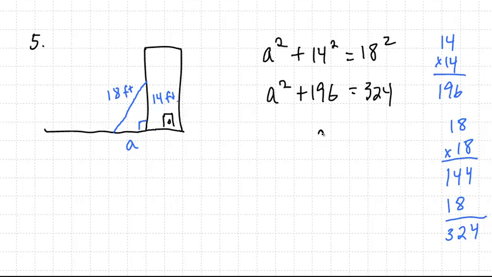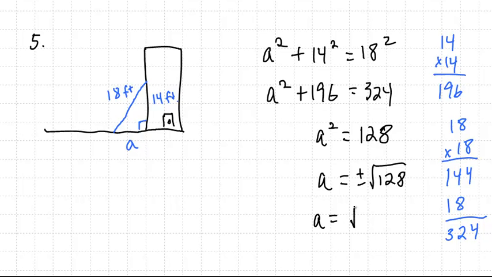Subtracting 196 from both sides, A squared is equal to 128. So A is positive or negative square root of 128. Perfect squares that go into 128, well, 64 goes into 128. A is root 64 times root 2. So A is 8 root 2 feet.